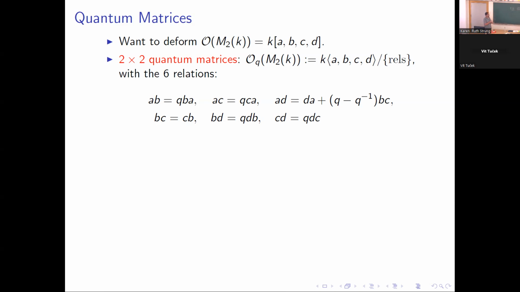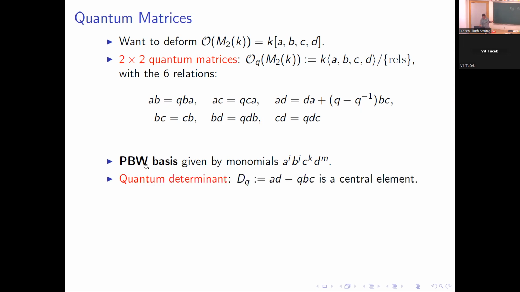Now, there are different ways to define that. Most of the indeterminates q-commute, but you have this relation here, which makes things a bit more challenging sometimes. And that just shows that this is not quite a quantum affine space. It is a nice non-commutative polynomial algebra in the sense that it has a PBW basis. So all these monomials in a, b, c, d in this order form a linear basis for this algebra.